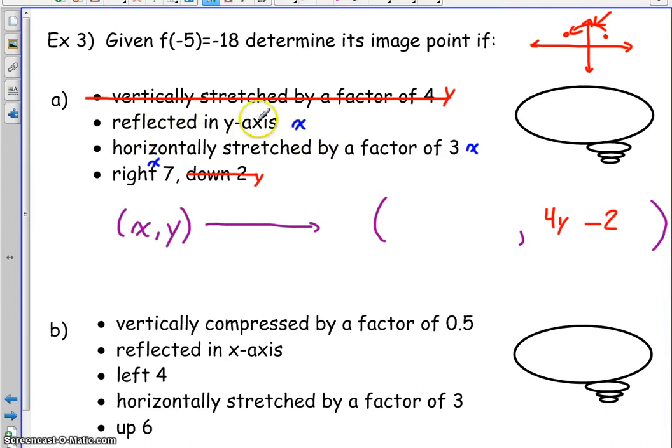Okay, so for x, if I'm reflecting it across the y-axis, all that's doing is changing the x value from one side of the y-axis to the other. So all it's going to do is flip the sign of whatever that x value is. So I'm going to go from having x, but reflecting across the y-axis is going to change the sign of it, so it's going to be negative x.